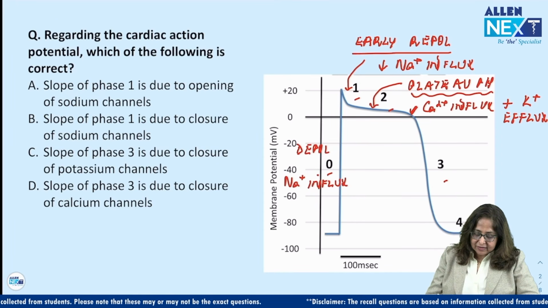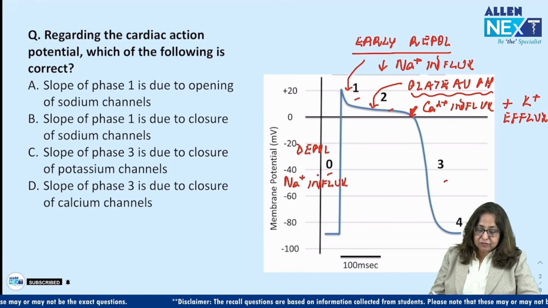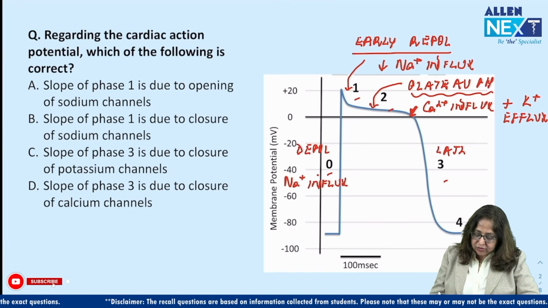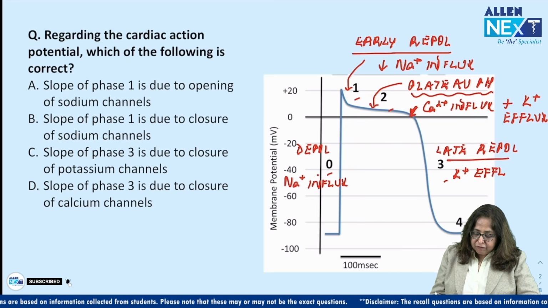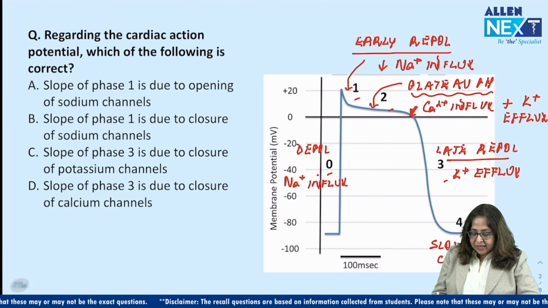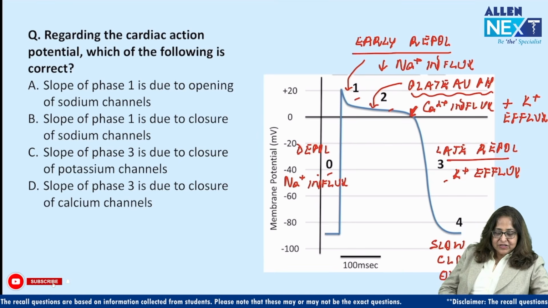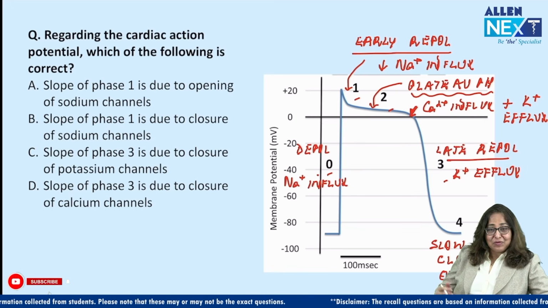Now, at this red arrow, the calcium channels close, and then we have the phase 3, which is the late repolarization phase, and this is because of a potassium efflux. Phase 4 is because of a slow closure of the potassium channels. Now, the options which I have received, or which some of you have told me.